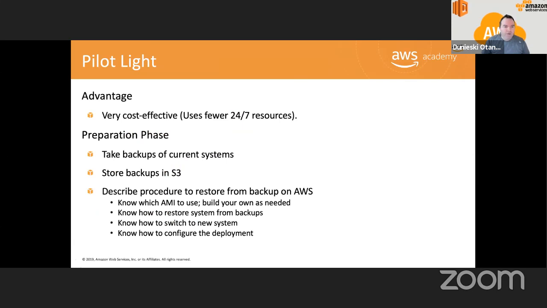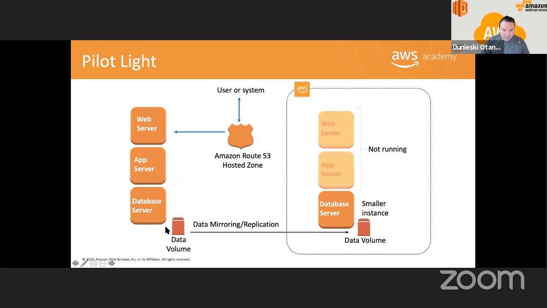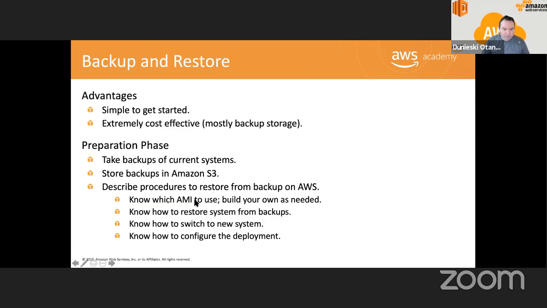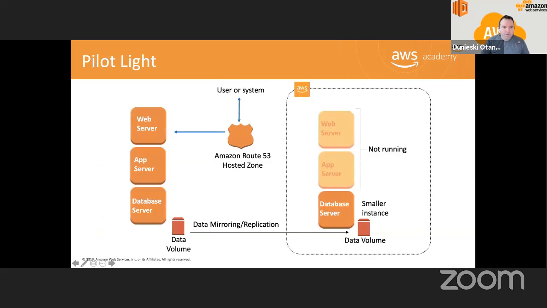So the advantages of this are that it's very cost effective compared to other ones, right? It uses fewer 24/7 resources. It takes backups of current systems, stores backups in S3, describes procedures and restore. You have to know which AMI, the same thing as the other one. You have to know how to restore the systems from the backups. You have to switch to new services, and you have to know how to configure the deployment, right? So that's pilot backup.